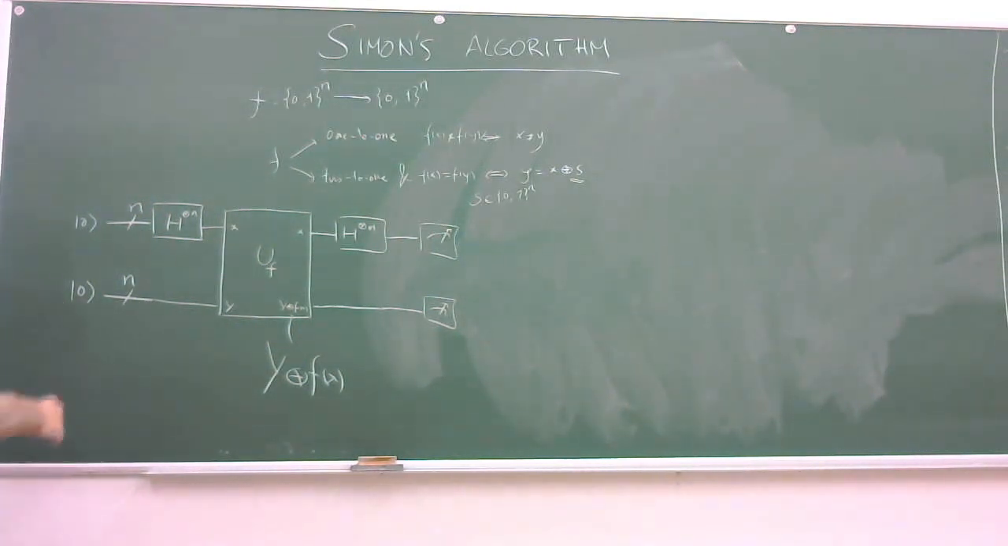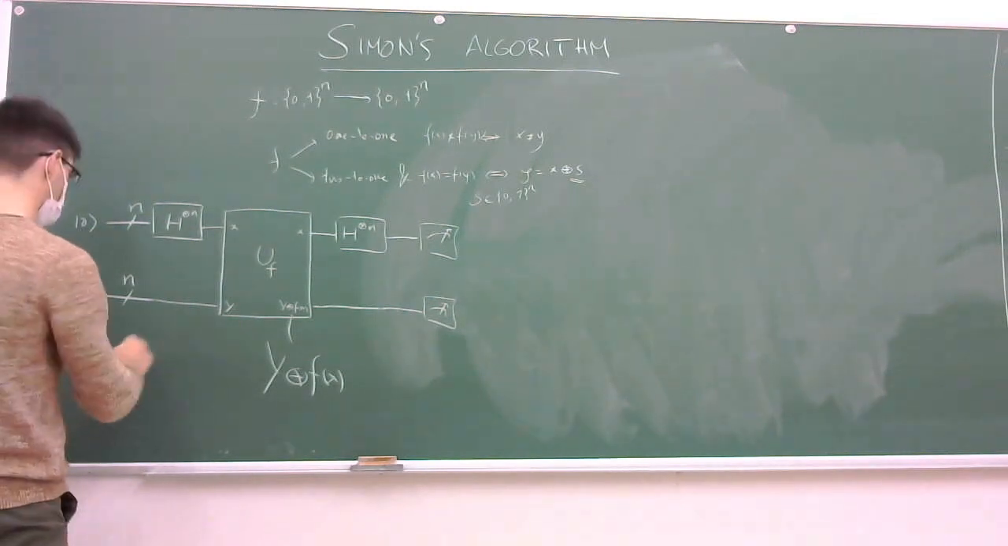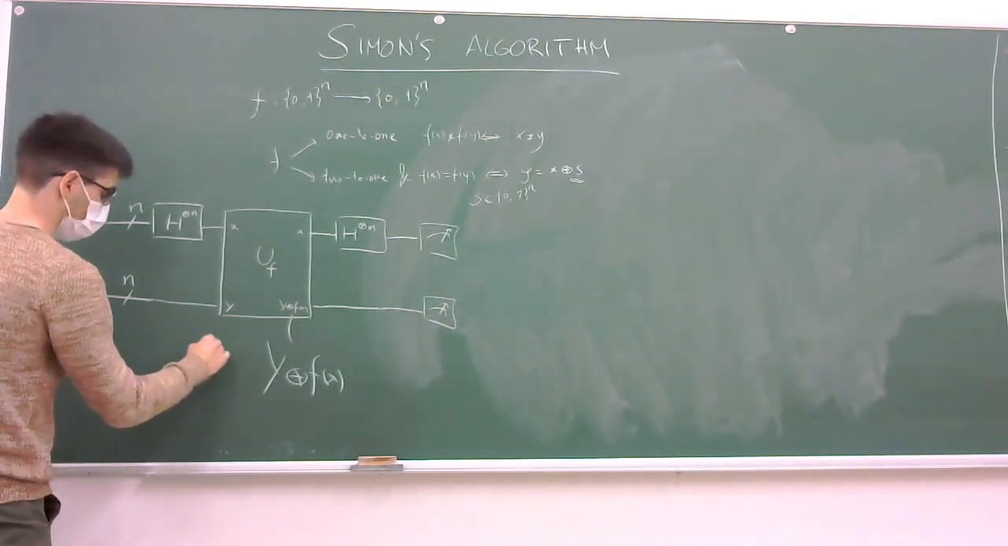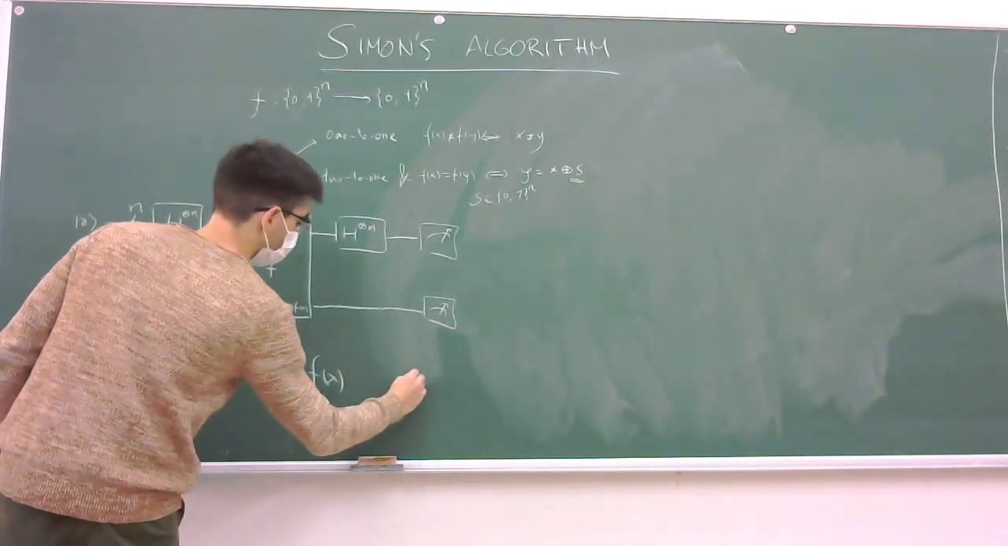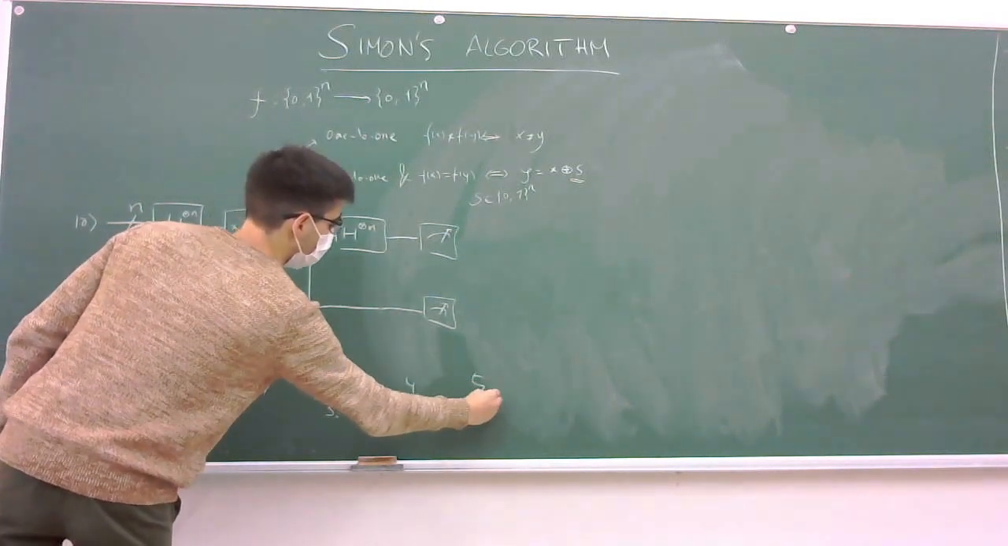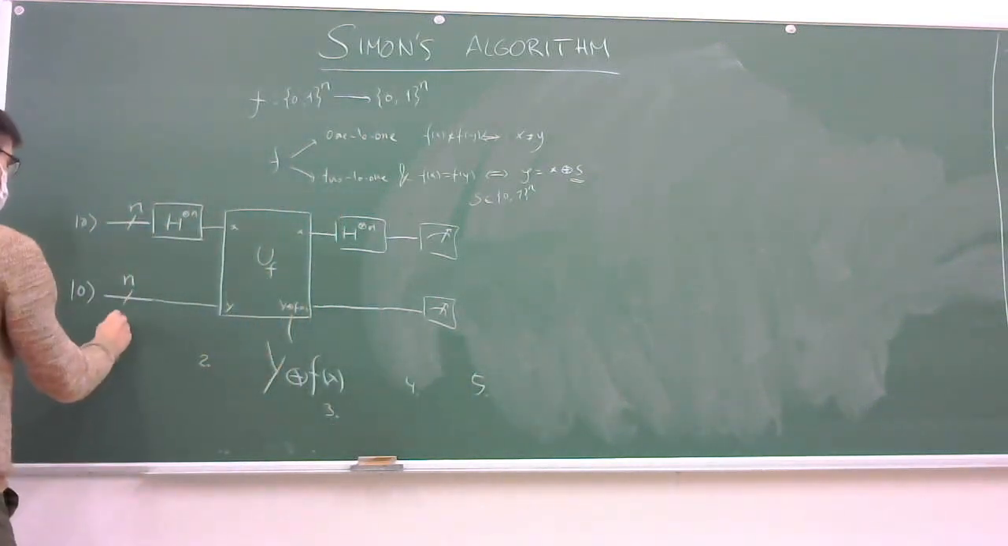Okay. So let's name each of the steps. This will be 1, 2, 3, 4, and the state of the measurement, okay?